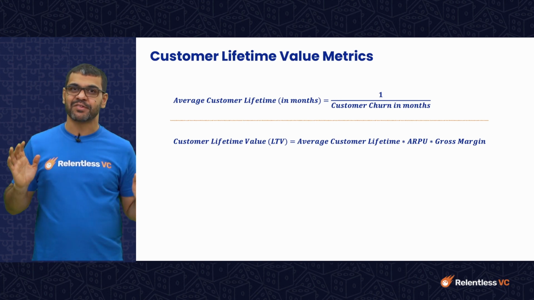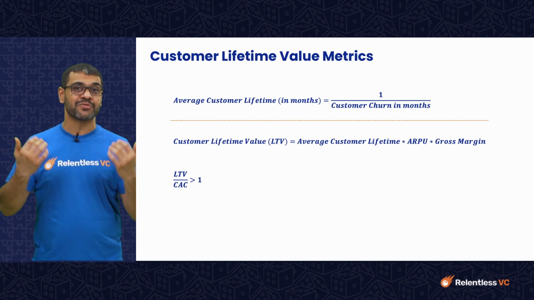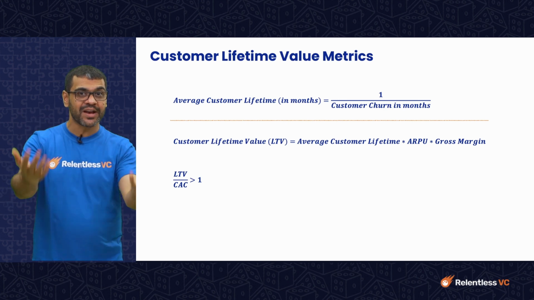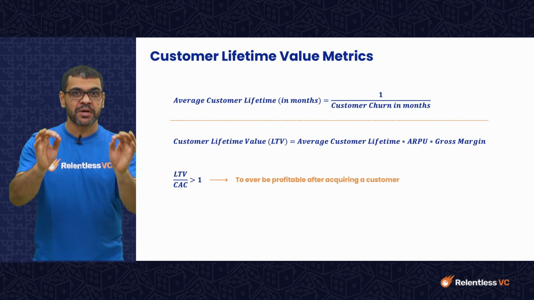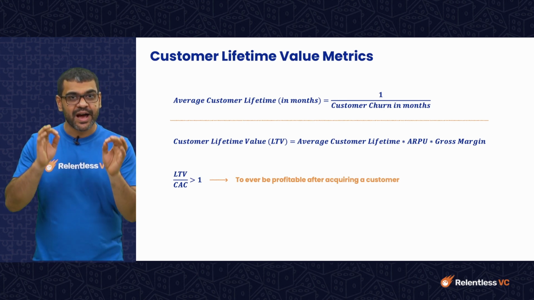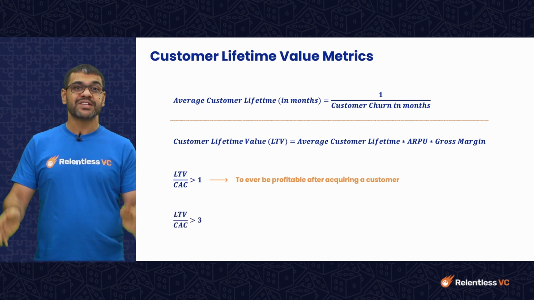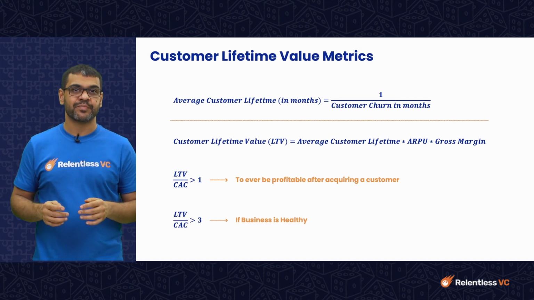One quick note on LTV. LTV is all the value that you can expect to receive from a customer, and CAC is the amount you spend on acquiring a customer. So, for a business that can ever be profitable after acquiring a customer, you must have an LTV by CAC ratio that's more than 1. VCs expect this ratio to be at least 3 for a healthy business.